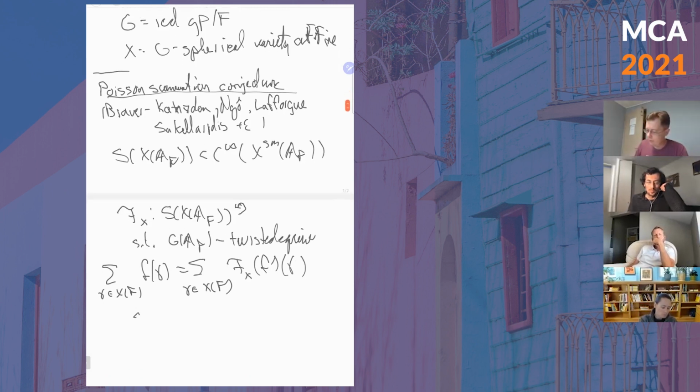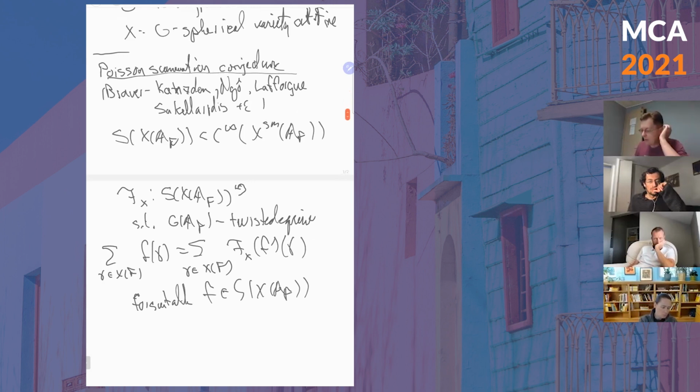Okay, and this is for suitable f in the Schwartz space. Now, the thing that you should think about, of course, is Poisson summation on the adeles itself, or maybe more suggestively, Poisson summation on the space of n by n matrices. That you think of as a spherical variety because it has an action of GL_n cross GL_n on either side. And then it being spherical comes down to the Bruhat decomposition.